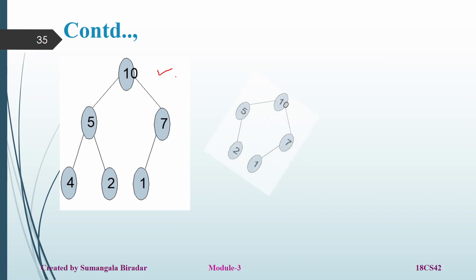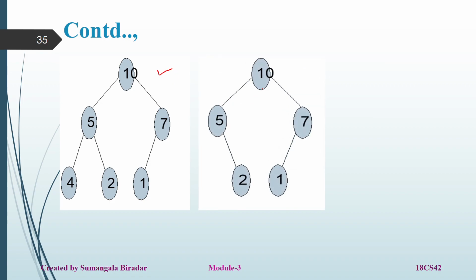Next we'll see one more example. In this example, it is not essentially complete. Essentially complete means that only one node may be missing, and that must be the rightmost node. But along with the rightmost node, the leftmost node is also missing in this tree. That's why it is not an essentially complete binary tree. If it is not an essentially complete binary tree, then it is not a heap tree.